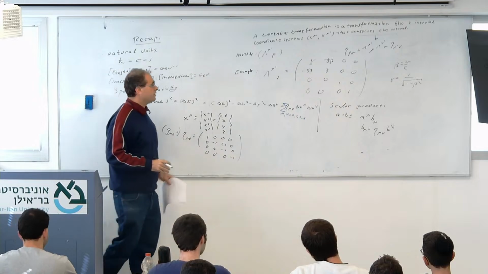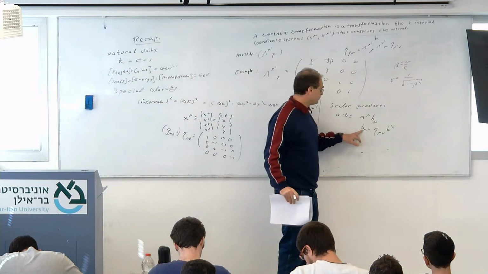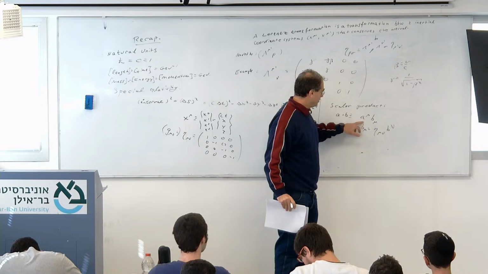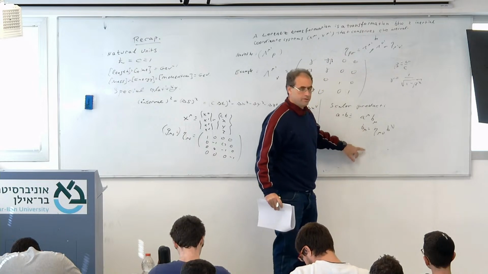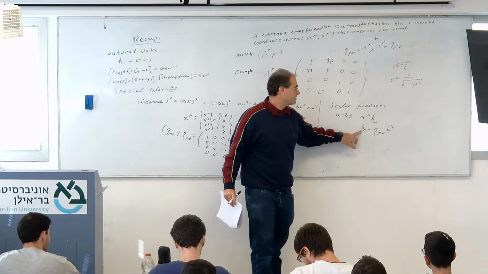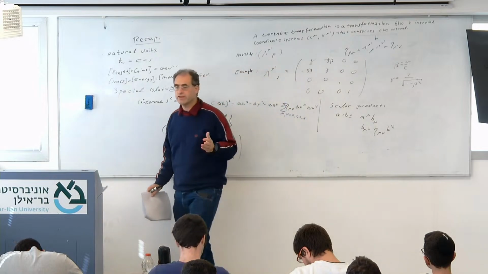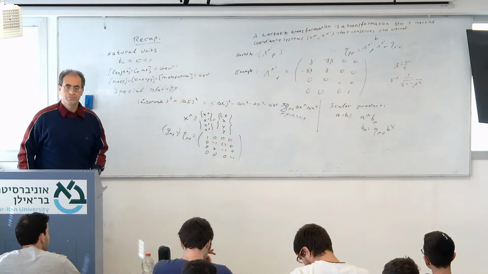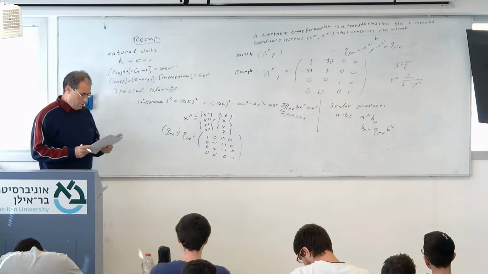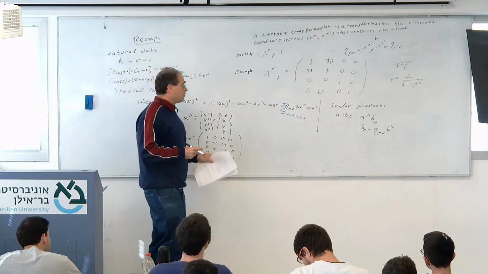The importance here is that 4-vectors with lower indices live in a different space than the 4-vectors with upper indices. They don't live in the same space. These are vectors and dual vectors. And this is invariant under Lorentz transformation.